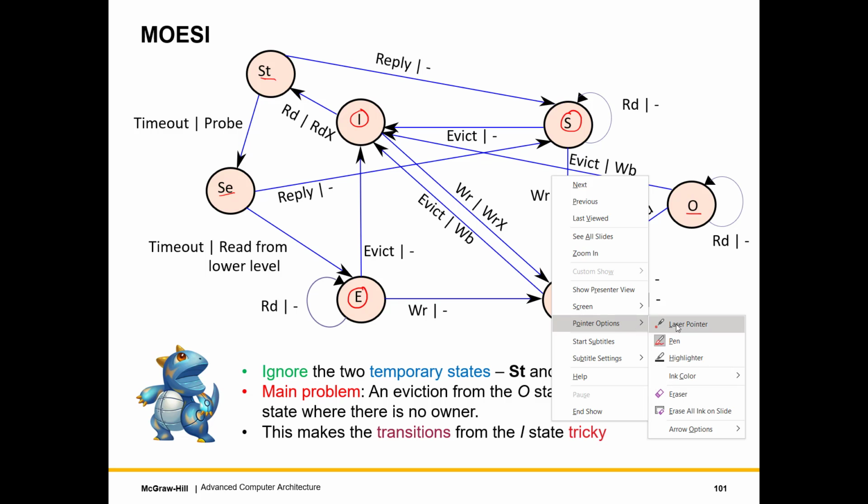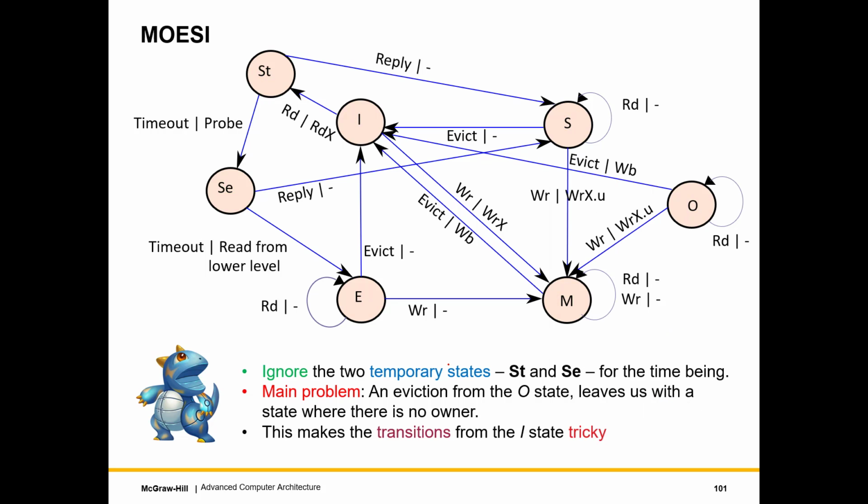Let's go slowly, so we will not go very quickly. For the time being, let us ignore the 2 temporary states ST and SE. So what is the main problem? Let's take a look at what happens with the owner state. For an internal read, write and evict message event, we actually do not enter the owner state. Just see that there are no incoming arrows to the owner state.